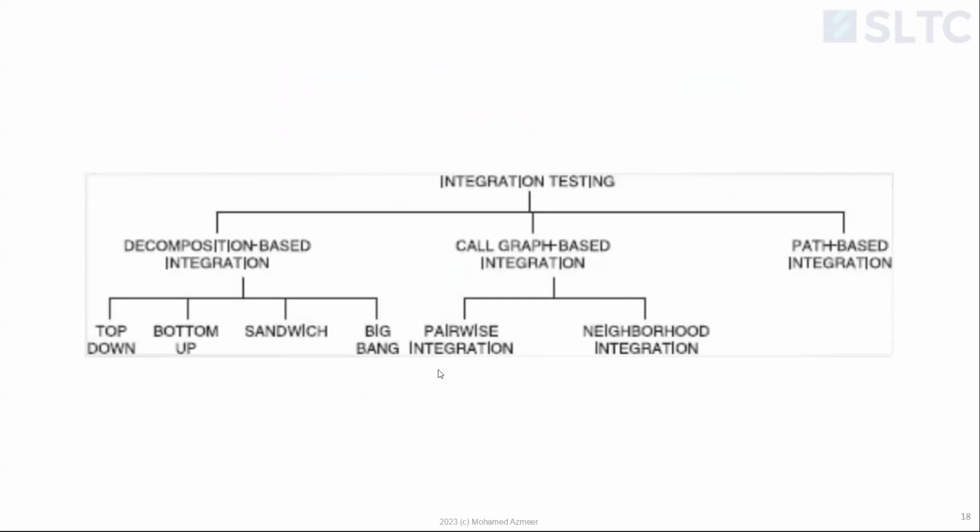Now, that also can be broken down into 3 areas: decomposition-based integration, call graph-based integration, and path-based integration. Okay. So today we're going to look at the decomposition-based integration. We need to also understand that when it comes to software quality assurance, testing is a big deal, right? Testing is a big deal. And then comes the quality assurance. Okay, so remember there were 2 things. Where the testing is looking at the final product.